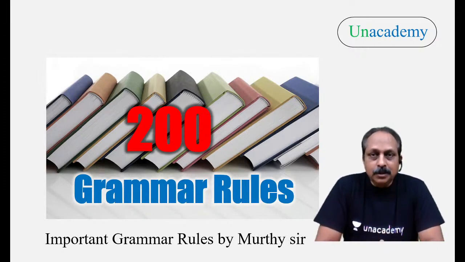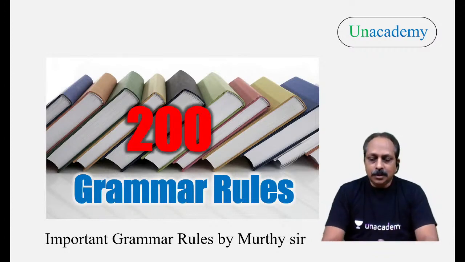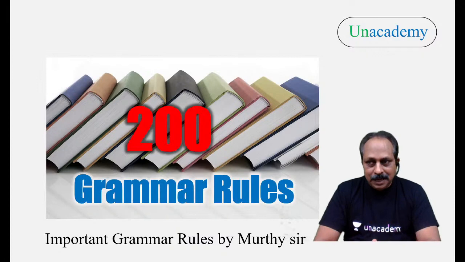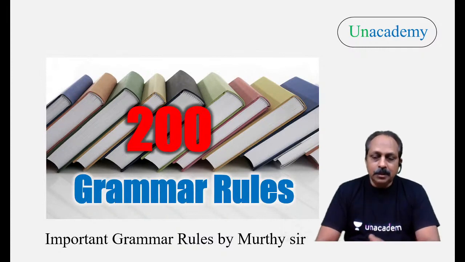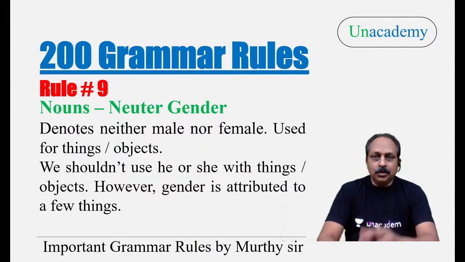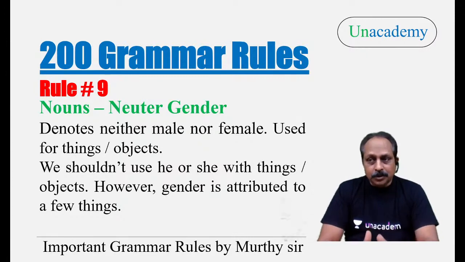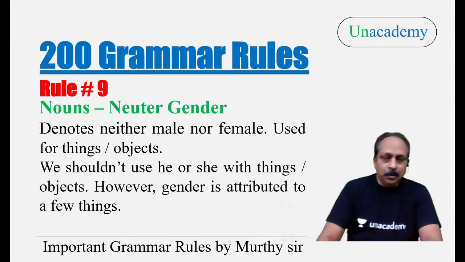This session is all about 200 grammar rules. What are these 200 grammar rules? You have already learned 8 of them. Today you're going to learn 4 more. Now let us go to the ninth one, because you have already learned 8. Today it is going to be the ninth one.